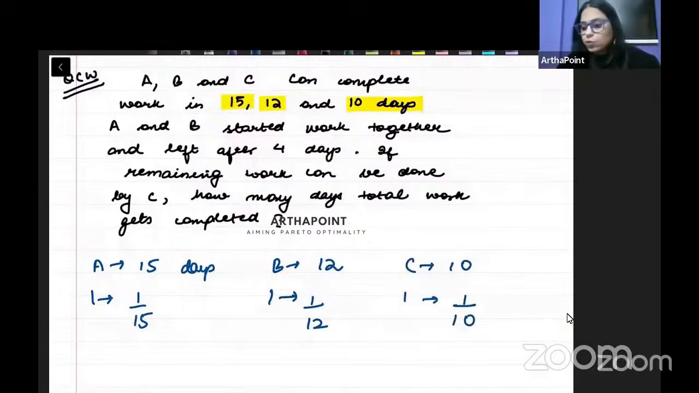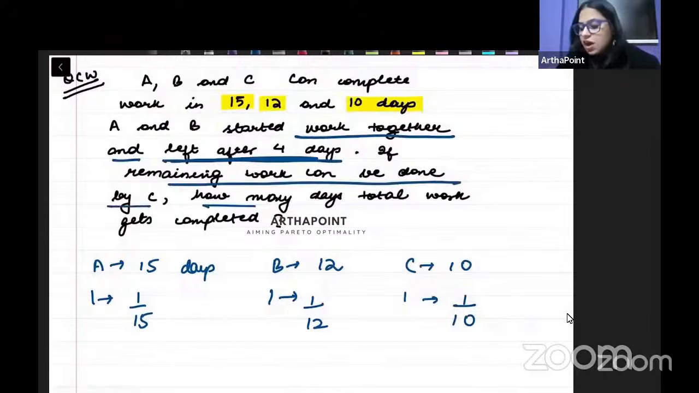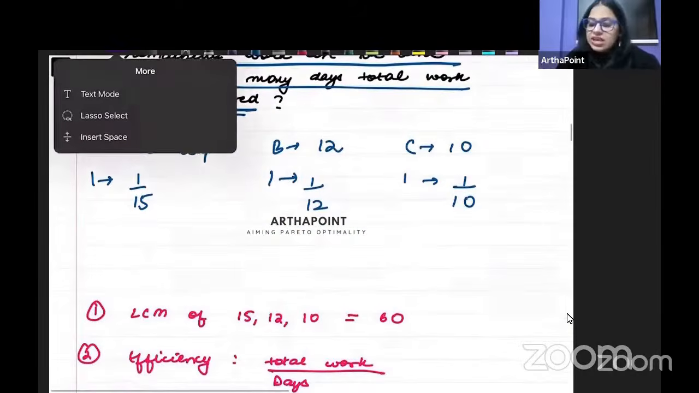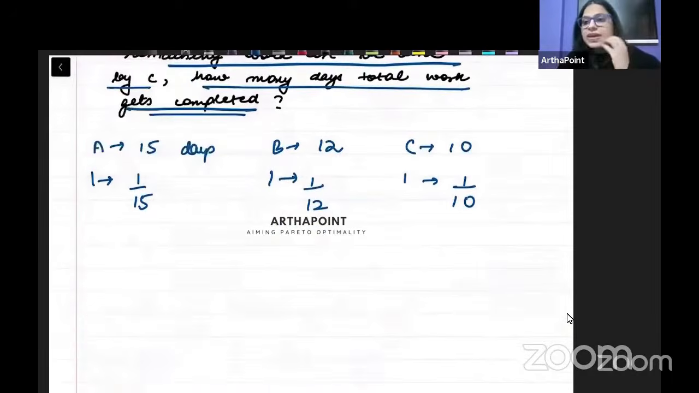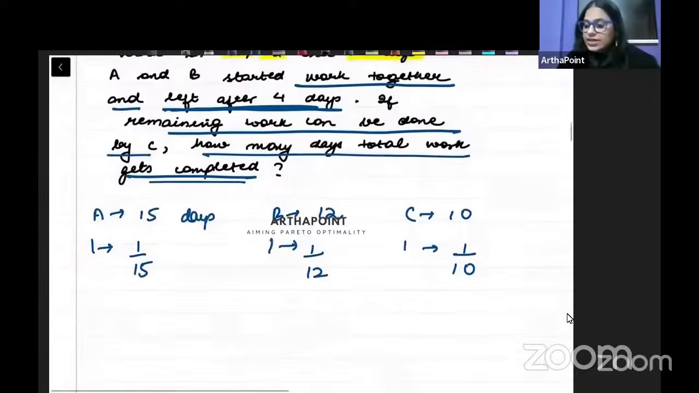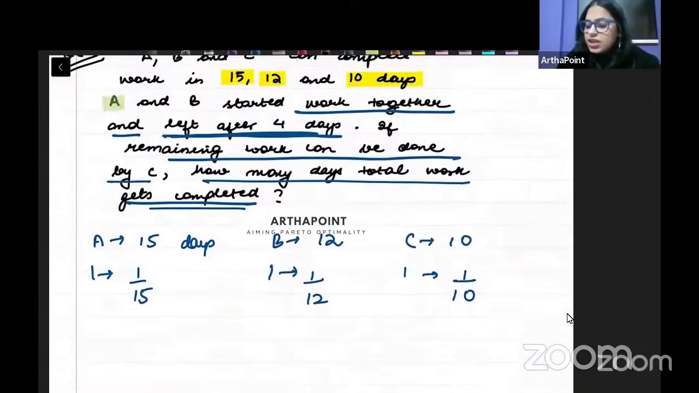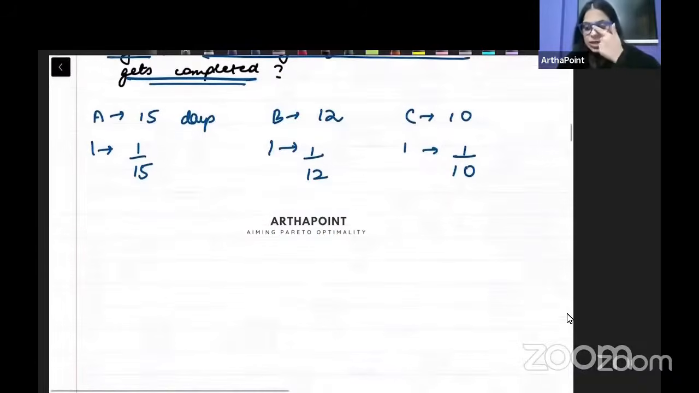Now read the question. A and B started work together and left after 4 days. If the remaining work can be done by C, in how many days will the total work get completed? So in the beginning, C is not involved. It is saying that initially A and B started work together and they left the work after 4 days. Now let us look carefully.